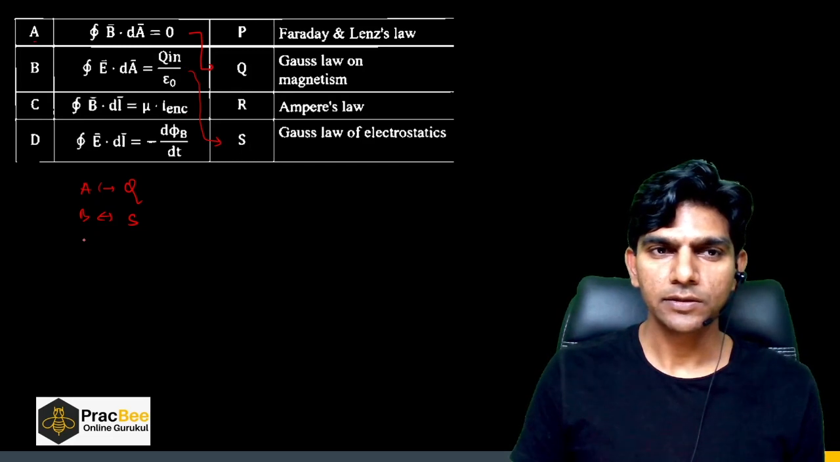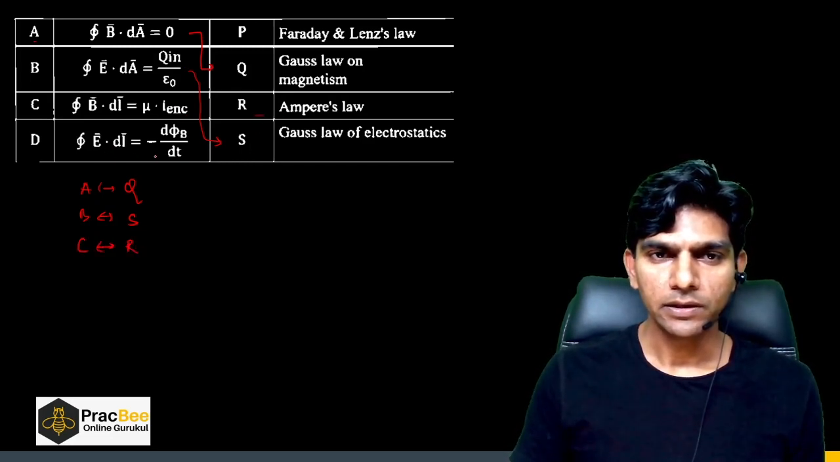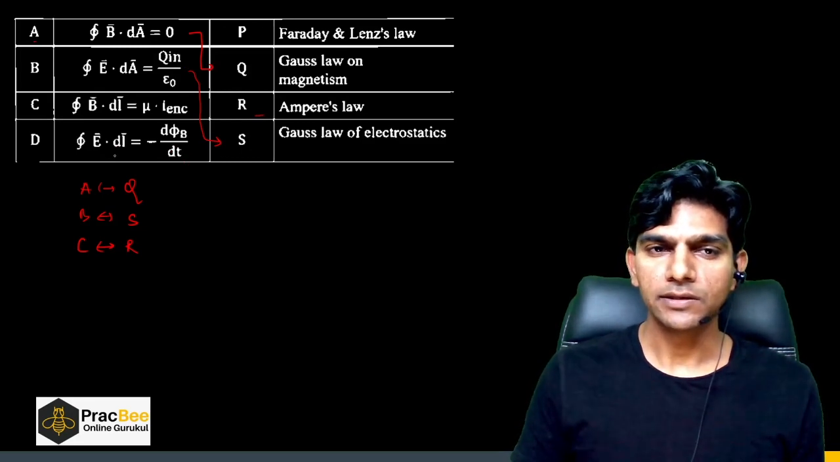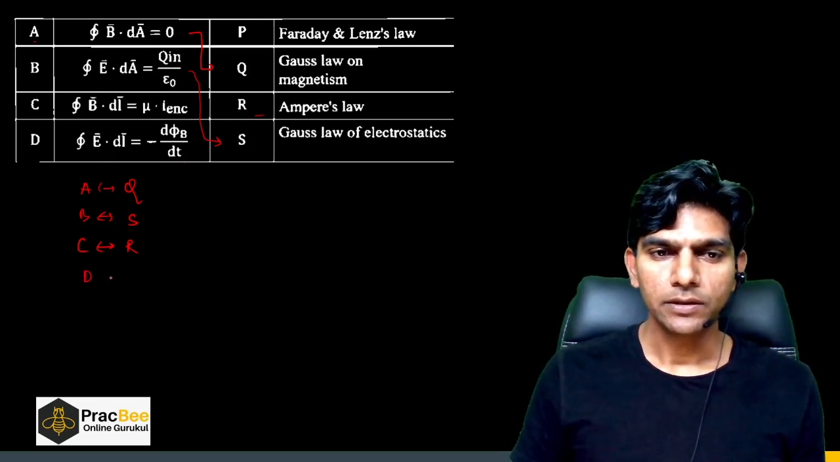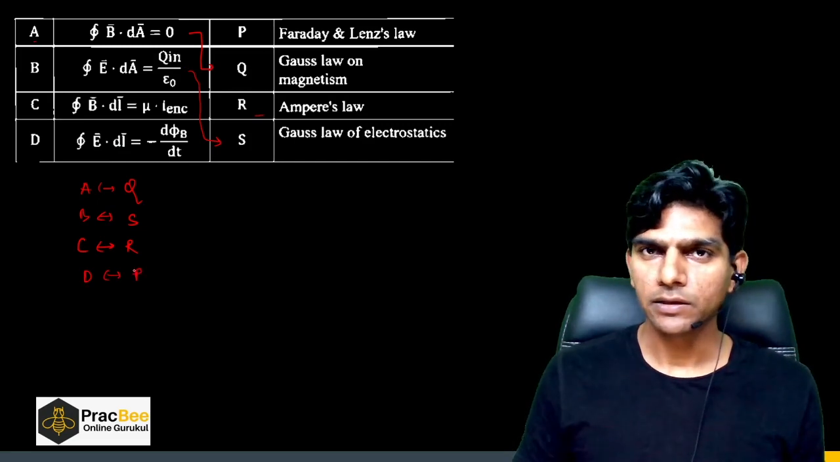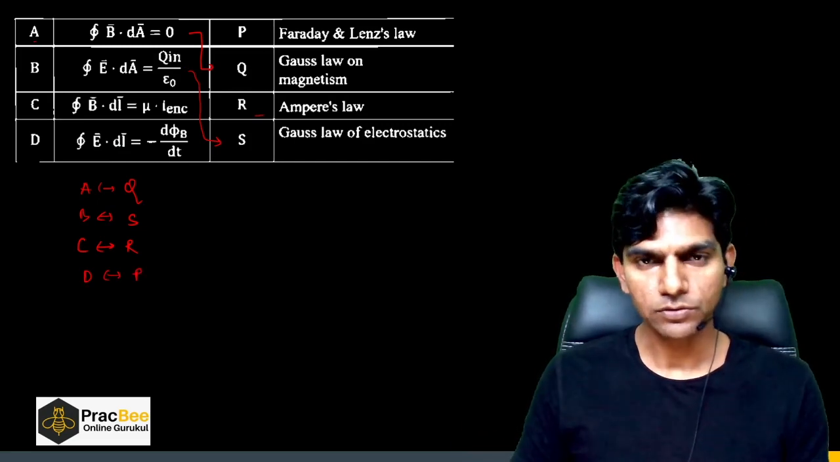and integral B dot dl is mu times I enclosed. This is nothing but Ampere's law, which is R, and integral E dot dl is minus d phi B by dt, and this is nothing but Faraday's law. So D corresponds to P. So directly, you can say, a definition based question.